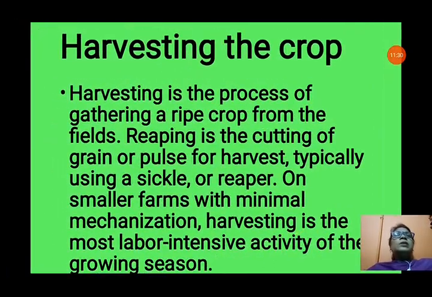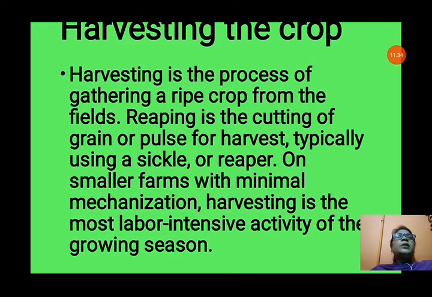Now last stage is harvesting the crop. That means after the crop has grown well and become ripe, you have to harvest the crop. That means cutting and gathering of the crop from the fields. Reaping is the cutting of grain or pulse for harvest, typically using a sickle or reaper. On smaller farms with minimal mechanization, they manually cut or harvest the plant.